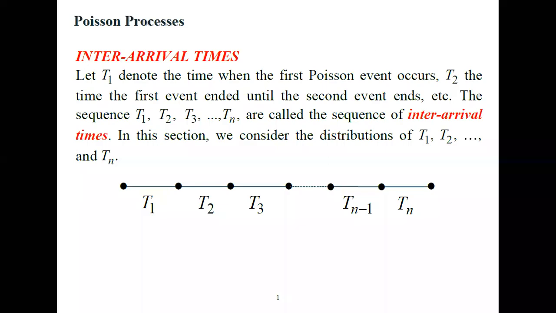Okay, so last time we started with the Poisson process. Today we're going to look at the interarrival time between Poisson events. Can you give me one or two examples of a Poisson process?